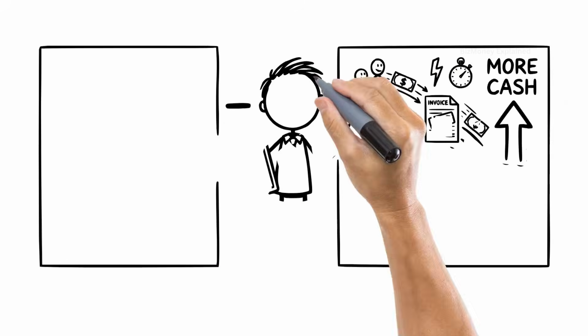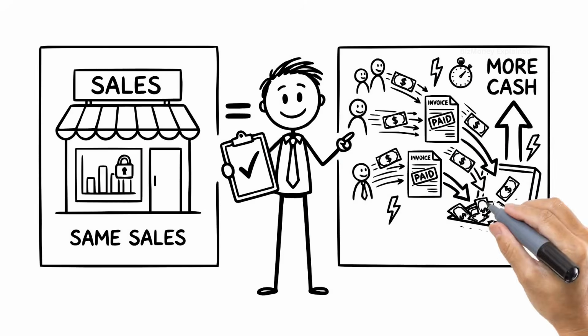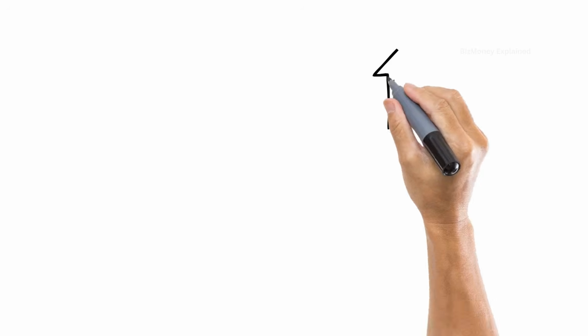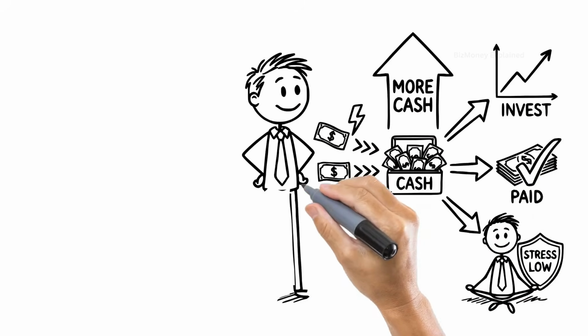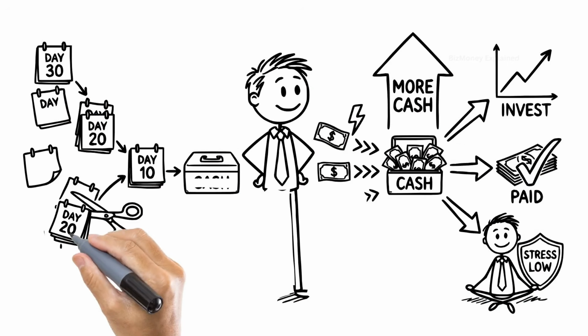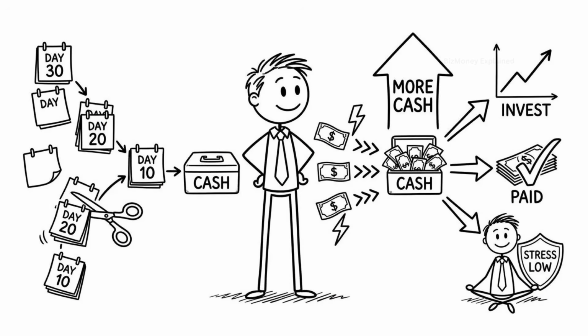Faster collections increase available cash without increasing sales volume. Every day removed from the collection cycle places money back into the business sooner, giving owners greater flexibility to invest, pay obligations on time, and operate with far less financial stress.